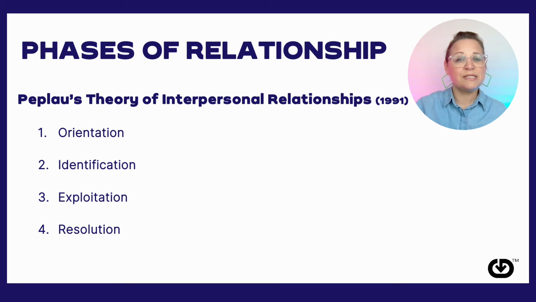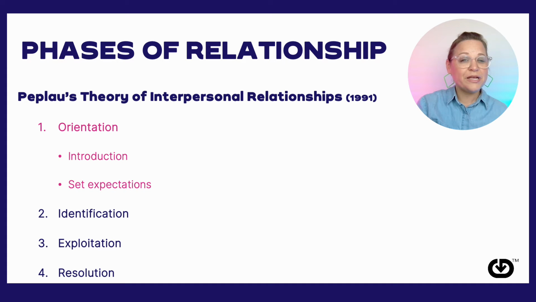According to Peplau's theory of interpersonal relationships, there are 4 phases of the nurse-client relationship. These are orientation, identification, exploitation, and resolution. In the orientation phase, this is when you get to know the client, you introduce yourself, maybe look at their chart, and set expectations for how you're going to help them and what the nurse-client relationship looks like.